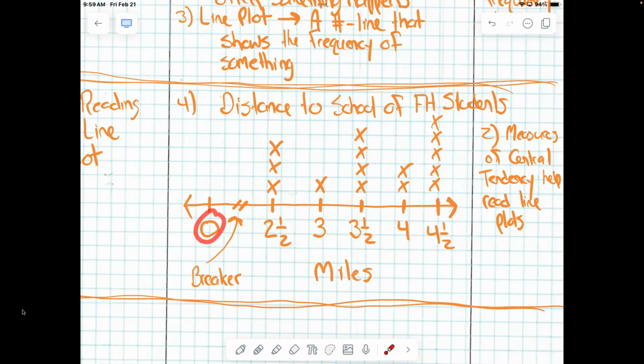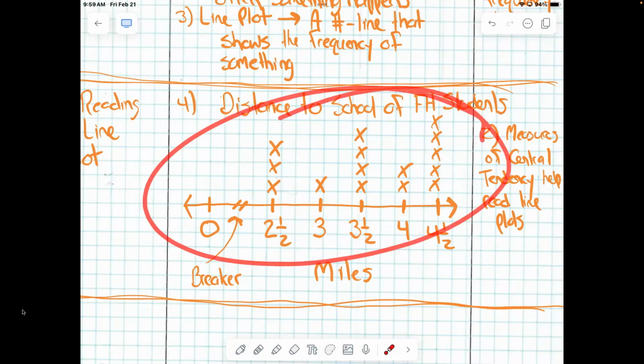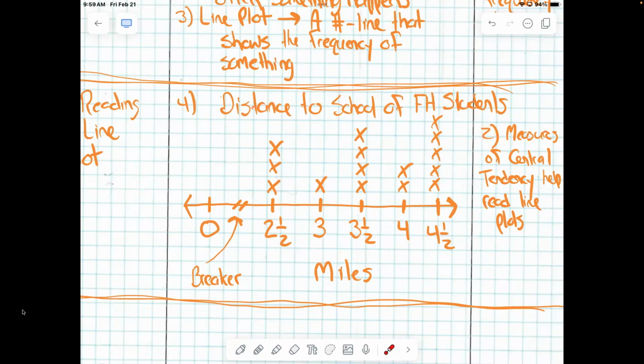We also have 0 miles. Do we see anybody that lives 0 miles from Forest Hills? Quick question. How many kids live 3 miles from Forest Hills? One. So can you quickly look at this line plot and make some readings about it?